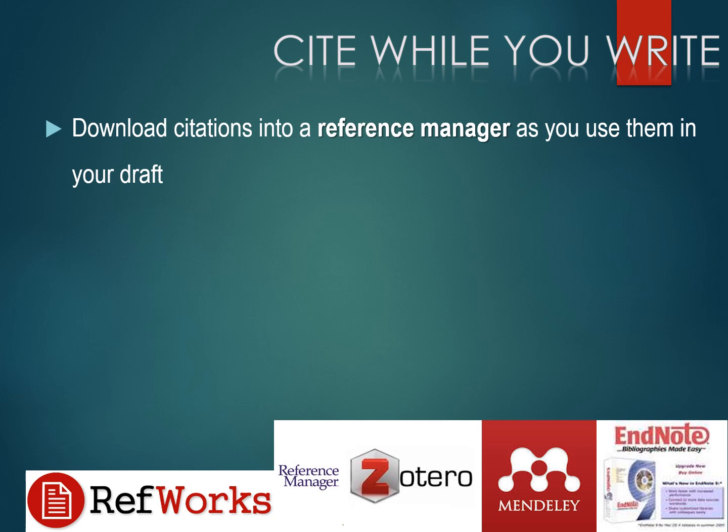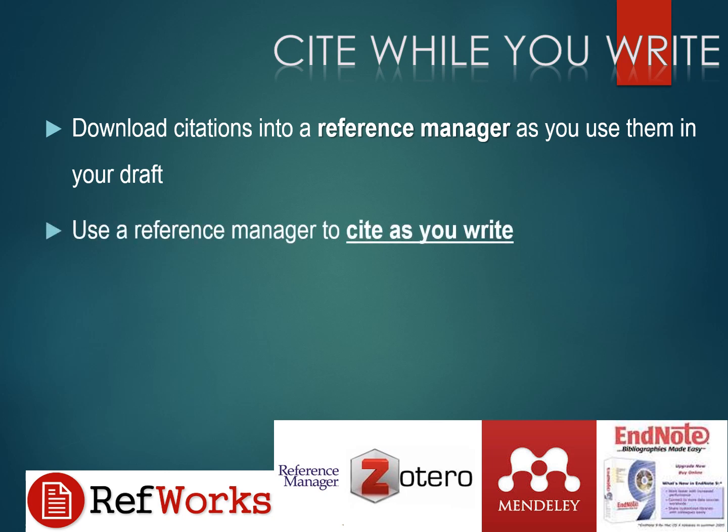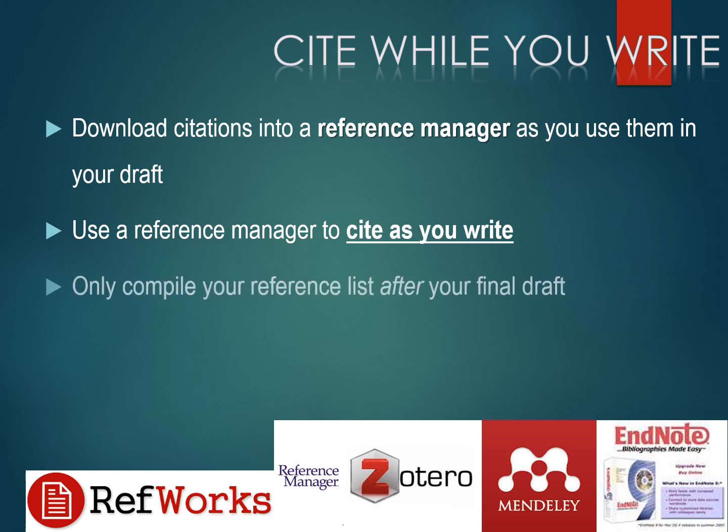From PubMed alone, you can just extract the citation into your reference manager. You then use it to cite as you write. Most of these speak to Word, and you can literally include references as you write in Microsoft Word. And then, of course, at the end, you compile your reference list after your final draft. And again, regardless of whether the journal that you're submitting to requires a Vancouver or a Harvard referencing method, you can chop and change if you've got an automatic reference manager.